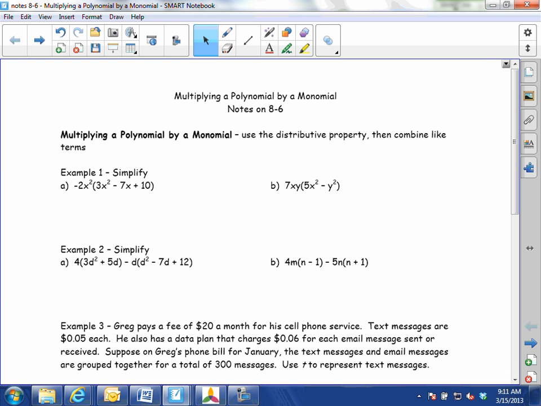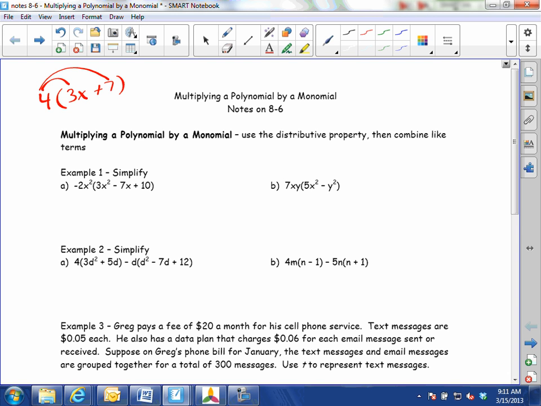So we're multiplying a monomial by a polynomial. What we're going to do is use the distributive property, and then we combine like terms. It's just like what we do normally when we have a number on the outside of the parentheses: we multiply through by everything on the inside. We do exactly the same thing here, except we have to worry about exponents and use all our rules there.